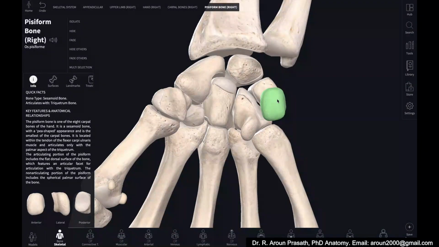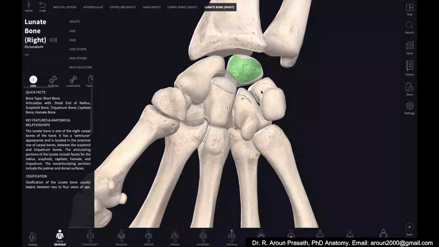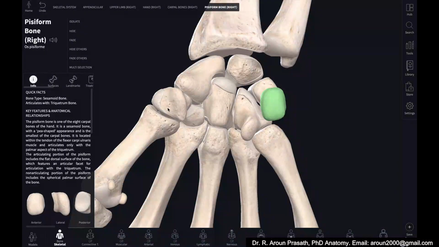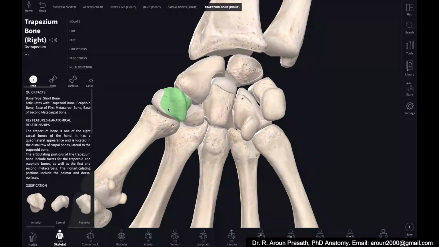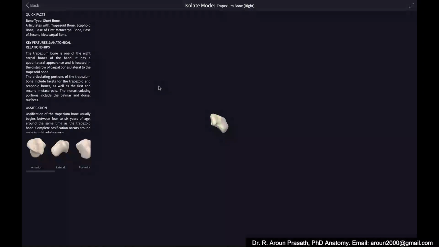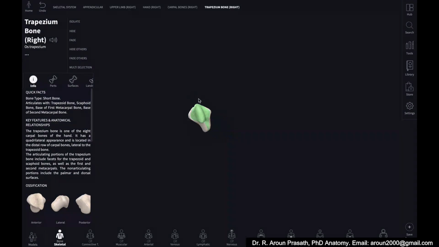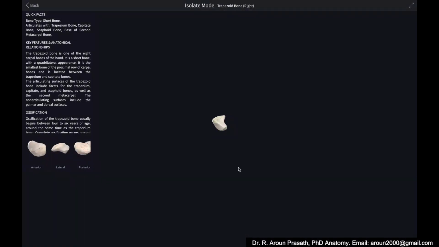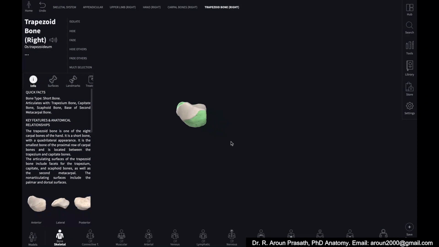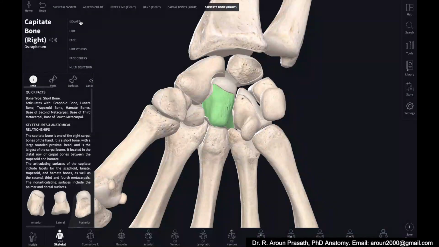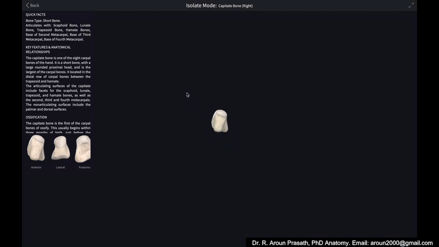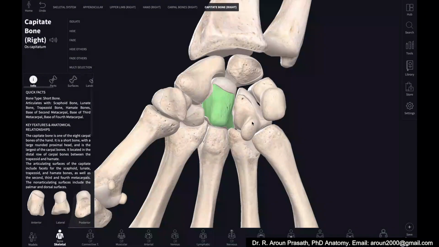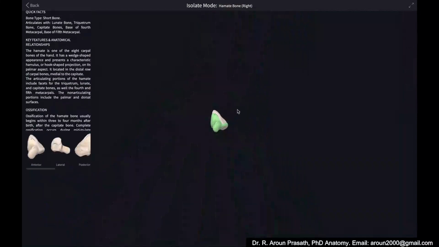Then the proximal row is scaphoid, lunate, triquetral, pisiform. Then the distal row: trapezium, having four surfaces, one, two, three, four. Then trapezoid, this bone also has four surfaces. Then capitate, this is a capitate bone, and this is a hamate bone.